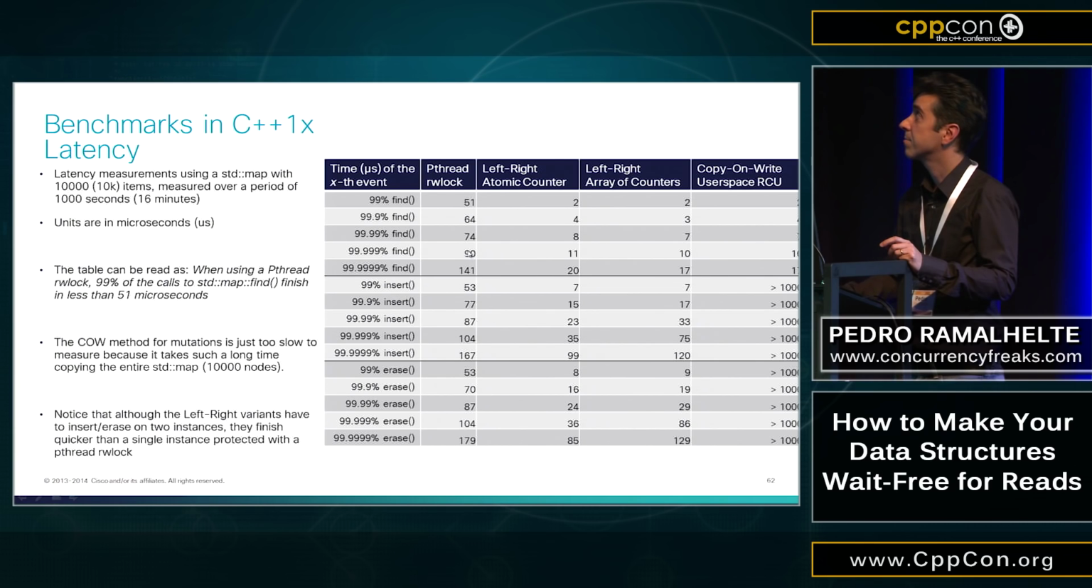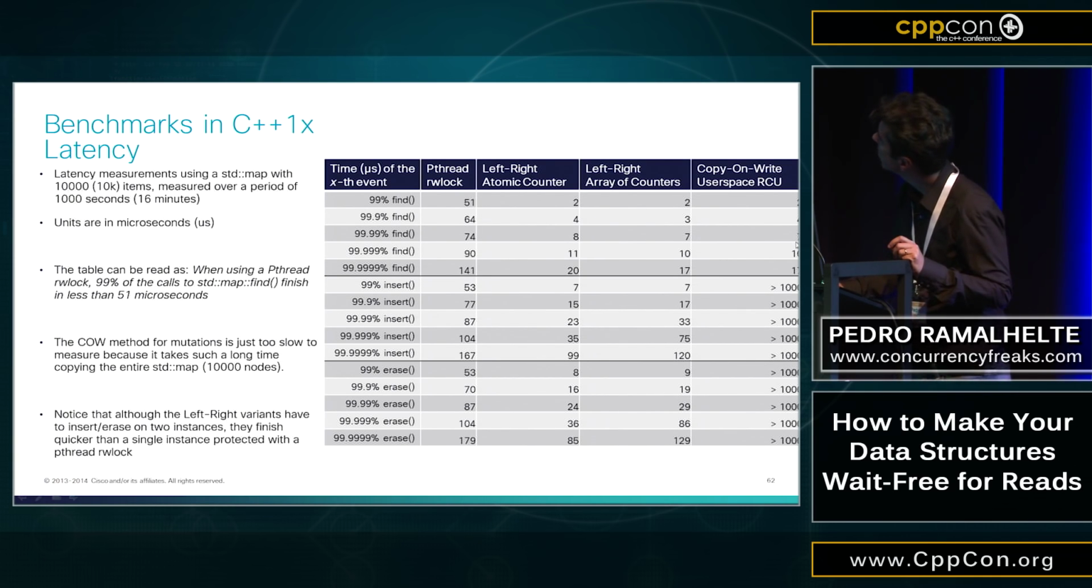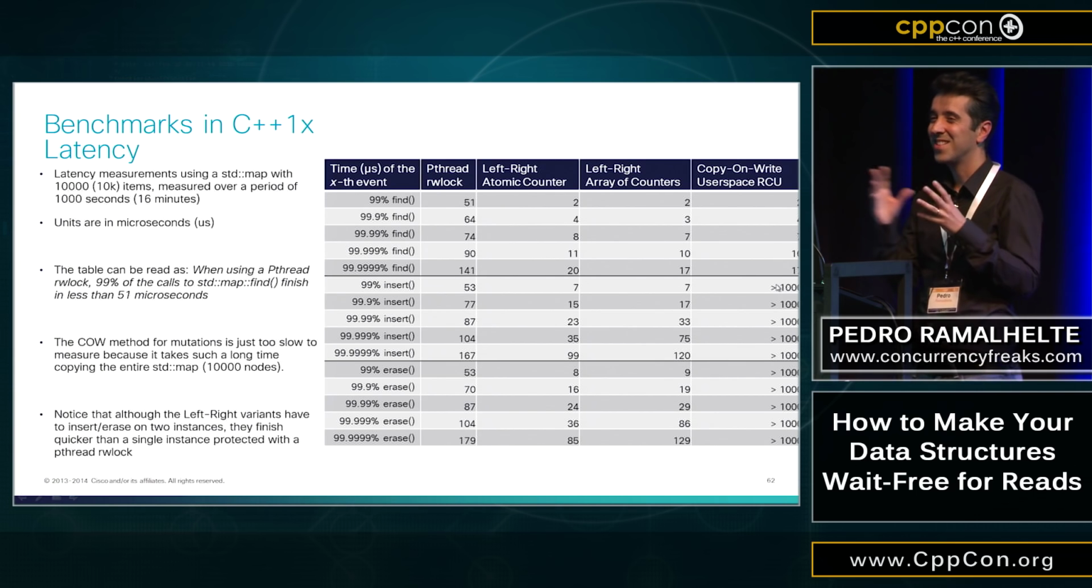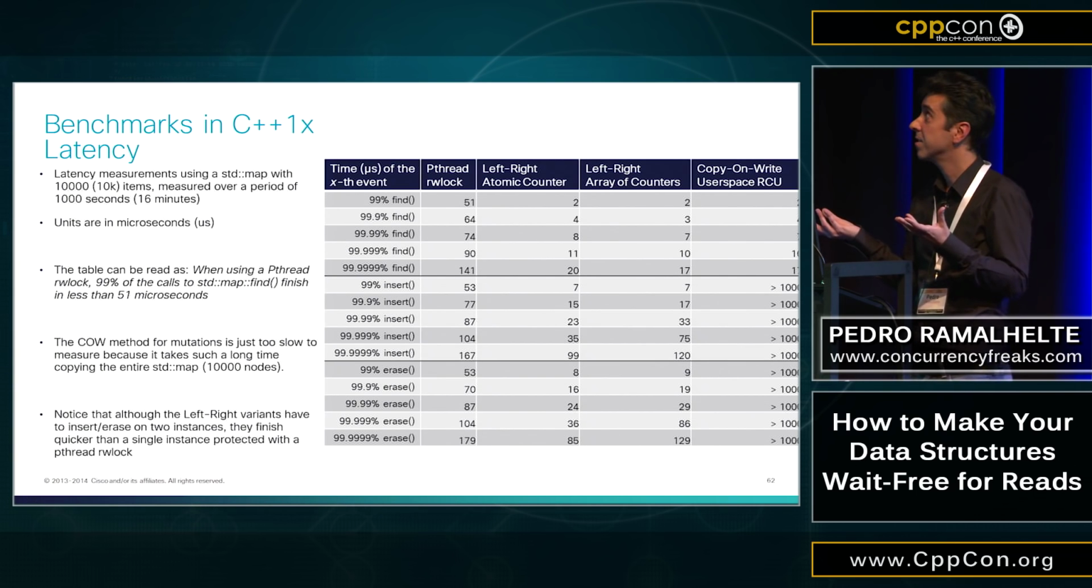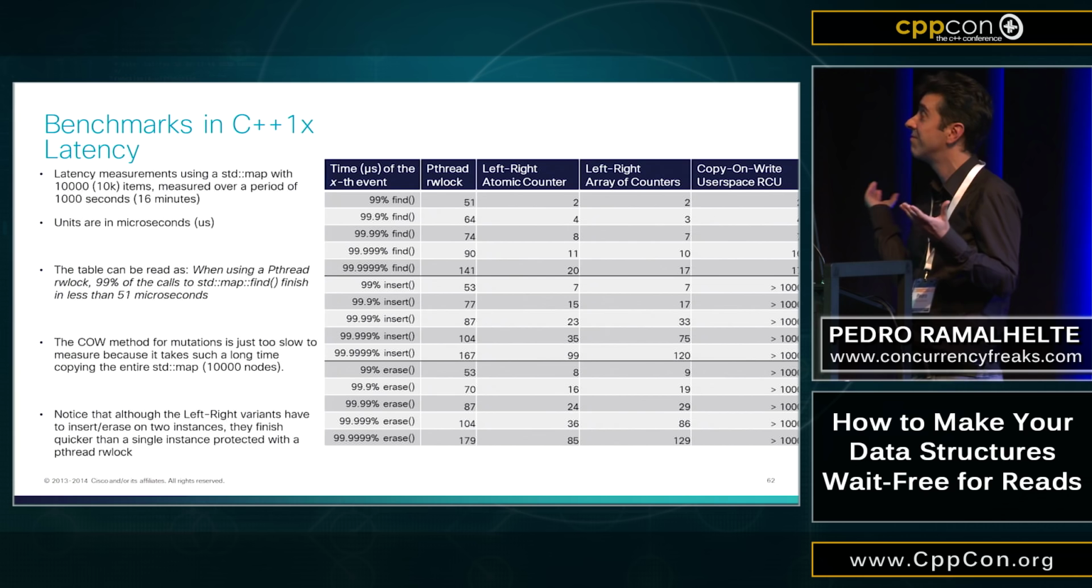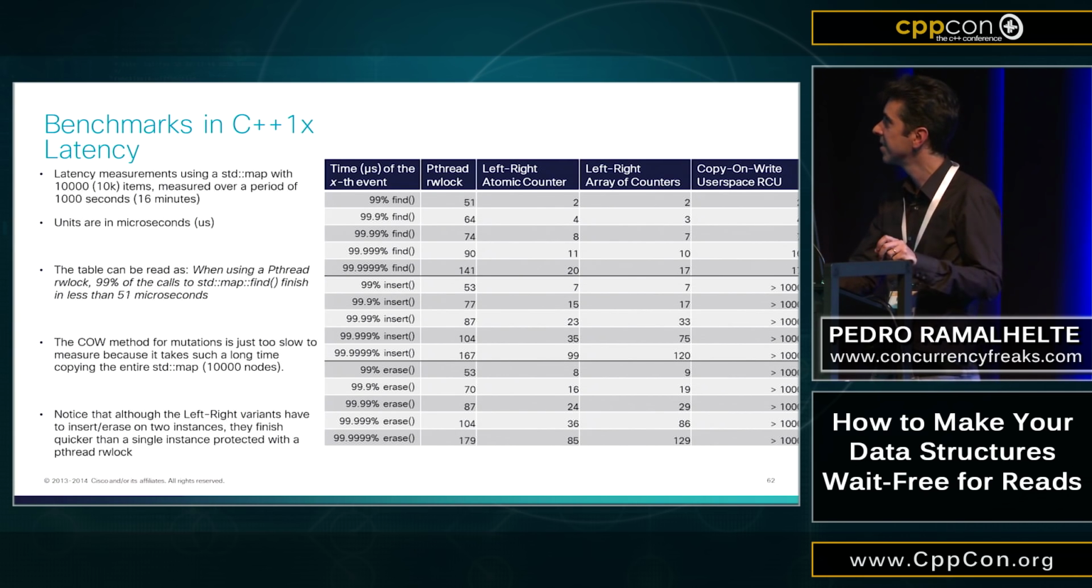On reader-writer lock, you go 70, 40, whatever, as you start having more. And on left-right, it's always 2, 3, 7, an order of magnitude below. So that's really impressive. Now, the copy on write can also do the same, even though you can't really see it there. But when you do a modification, you have to copy the entire data structure, and copying the entire data structure means it's going to take forever. Forget about latency. Everything's so slow.